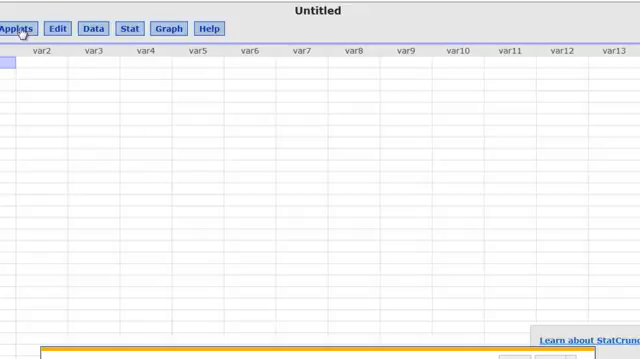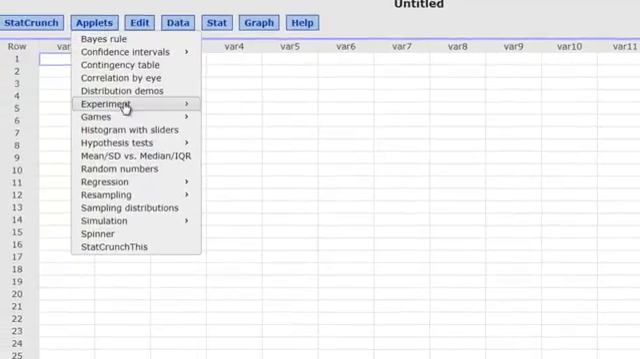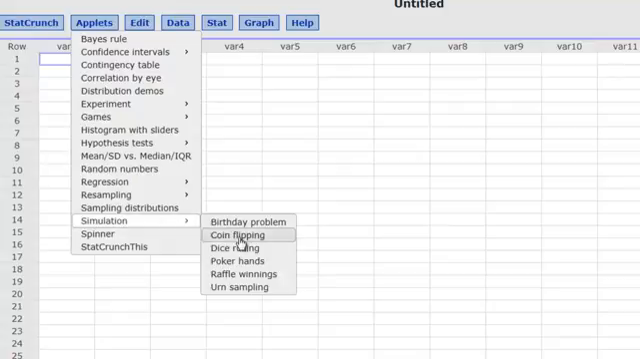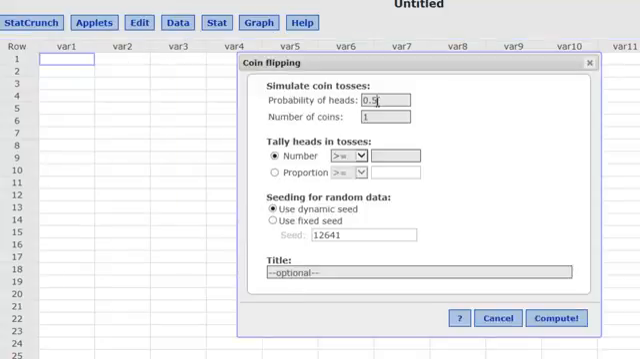and I'm going to use the statistical applets. Applet, simulation, and I'm going to do the coin flipping applet. What's neat about this applet is I can make the probability of heads anything I want it to be, and I'm going to make the probability of heads 0.42.